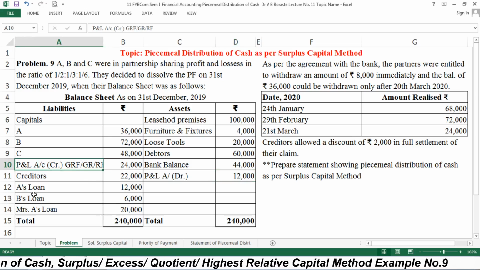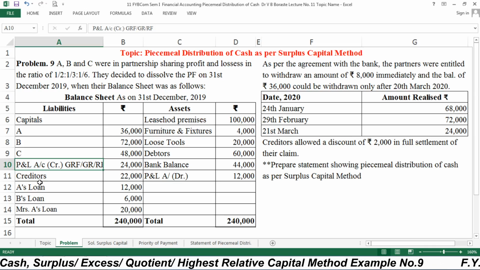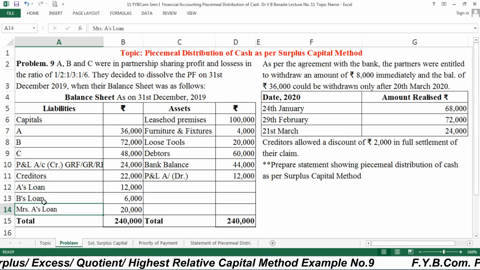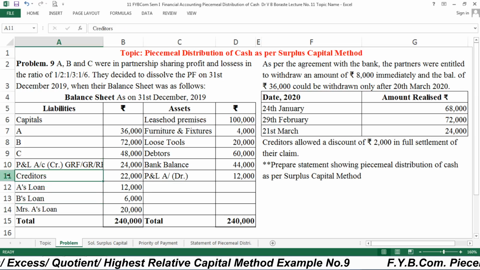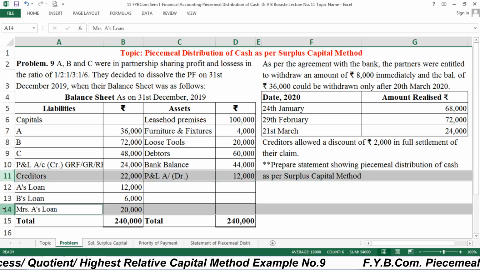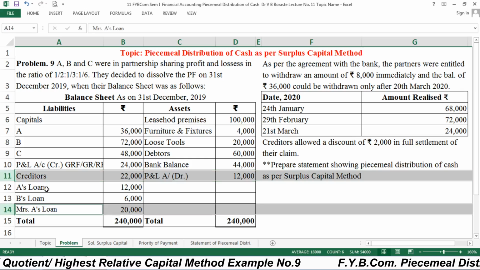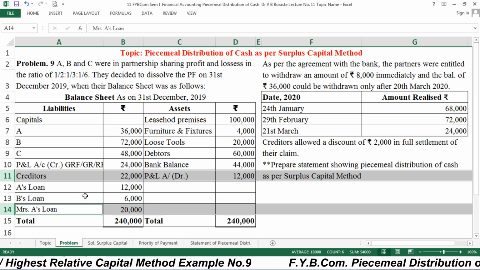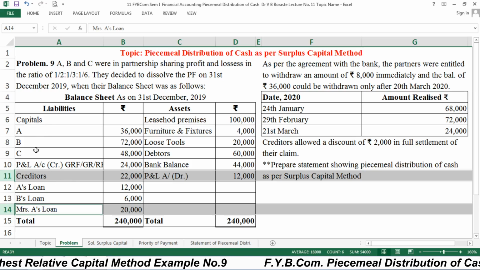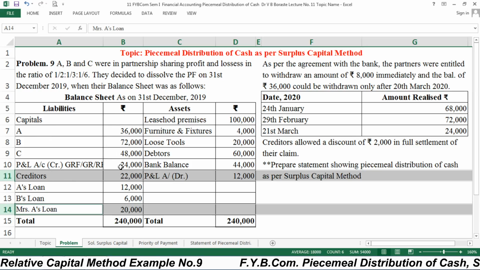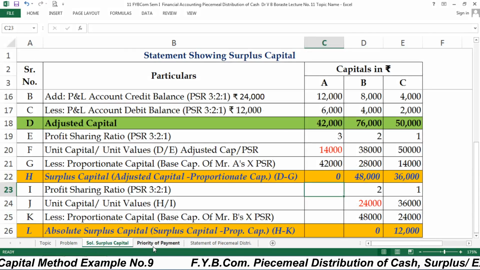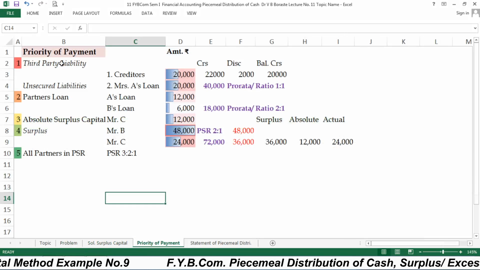So here on the liability side, we have creditors, A's loan, B's loan, that is partner's loan, and Mrs. A's loan. That means we have third party liability of creditors and Mrs. A's loan. After that, we have partner's loan as a liability. And after that, we will pay to the partners their capital in the sharing ratio or whatever it may be as per this surplus capital method.